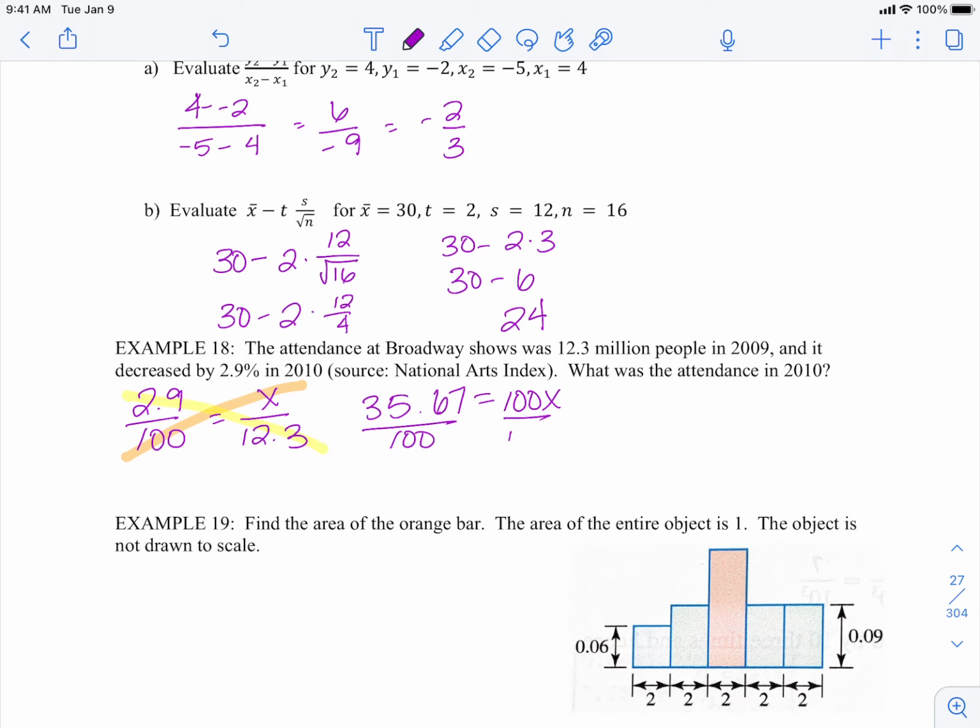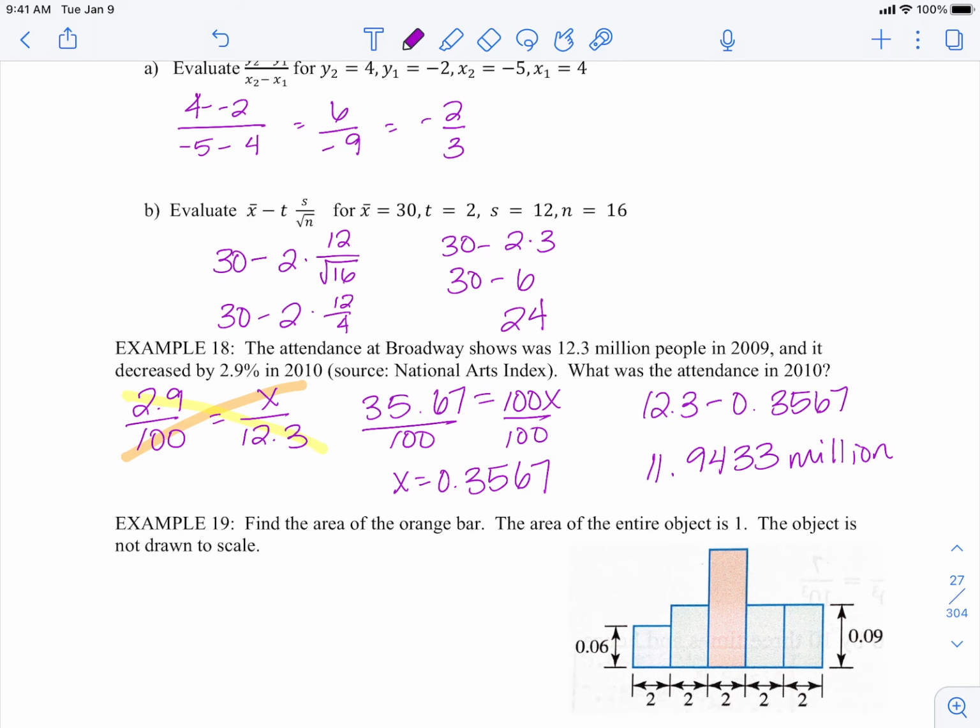Then we divide by 100, and I get x is equal to 0.3567. And that's how much it decreased by. So I'm going to do 12.3 minus 0.3567, which is 11.9433, and these units are million. So we're talking about millions of people.